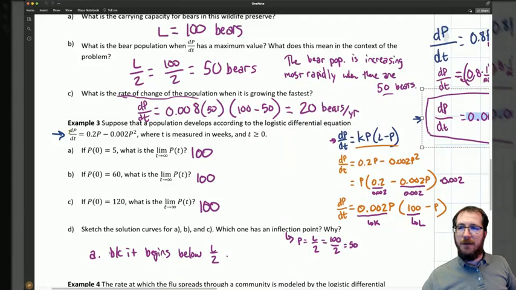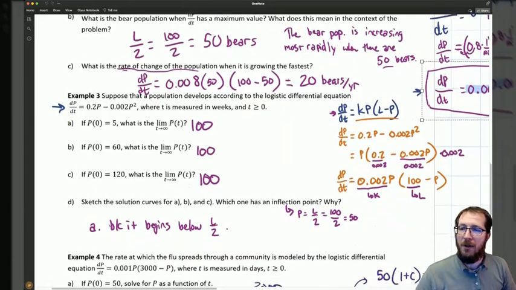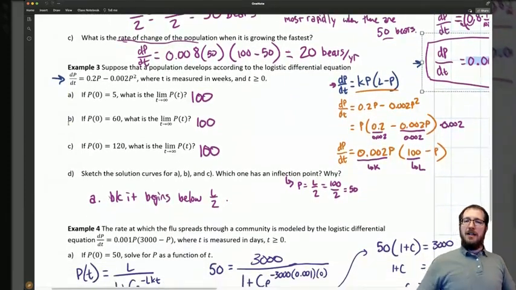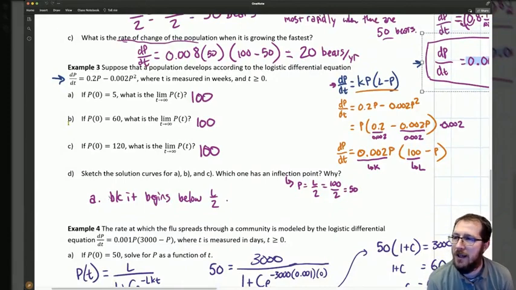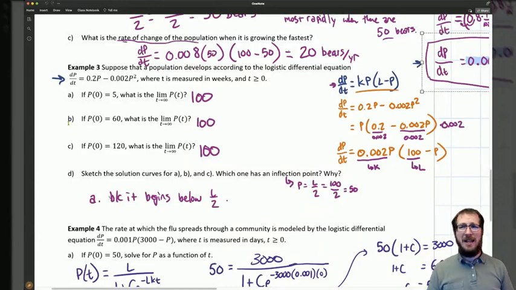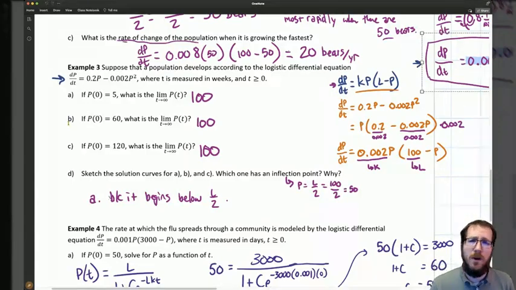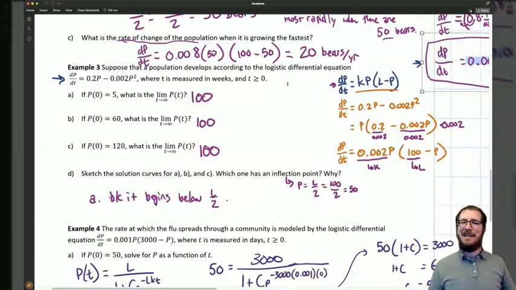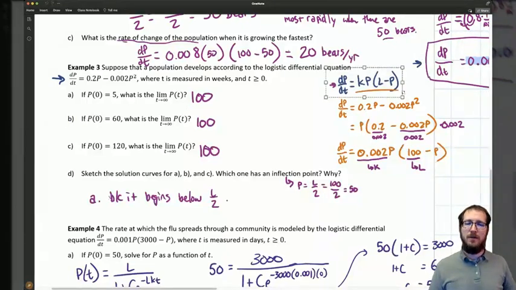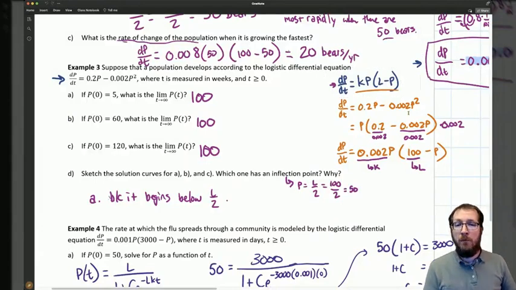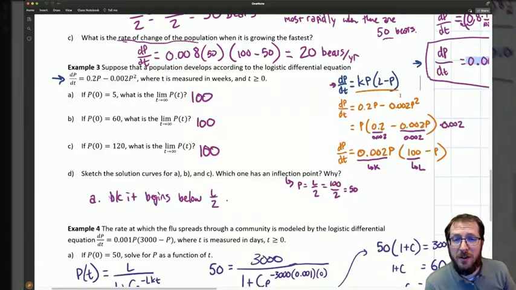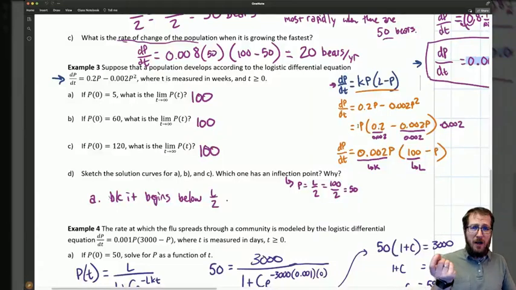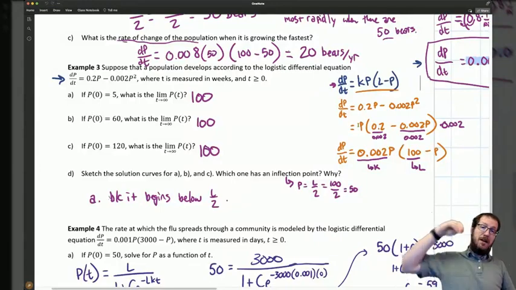Example 3. Suppose that a population develops according to the logistic differential equation. They give that to us, dP/dt, where t is measured in weeks and t is positive, okay, zero or positive. So again, they don't give it to us in the form that we want. So the first thing we need to do is get it into that form. This is what we're aiming for. We've essentially got a binomial here. We need a P or y, however you want to look at it, outside and inside. So factor out that common P.